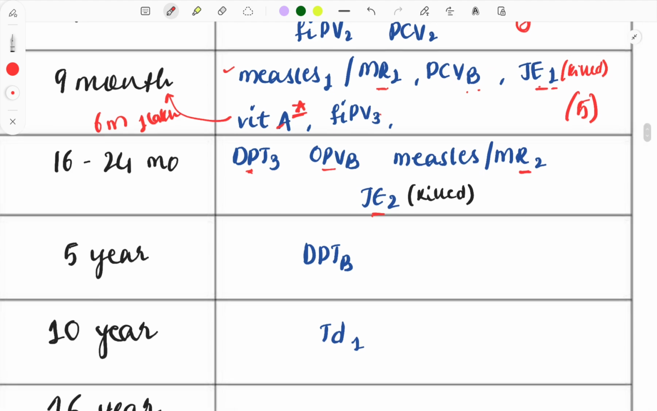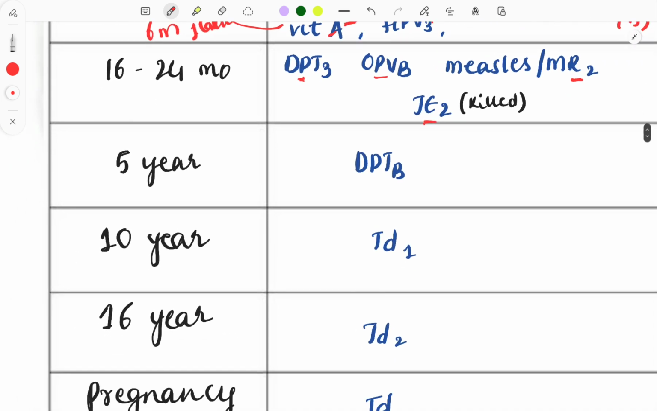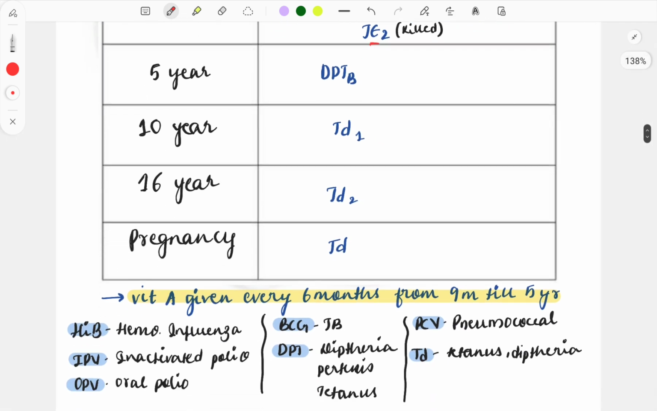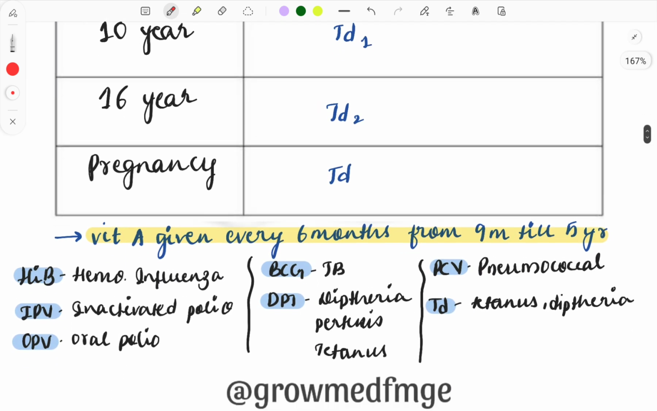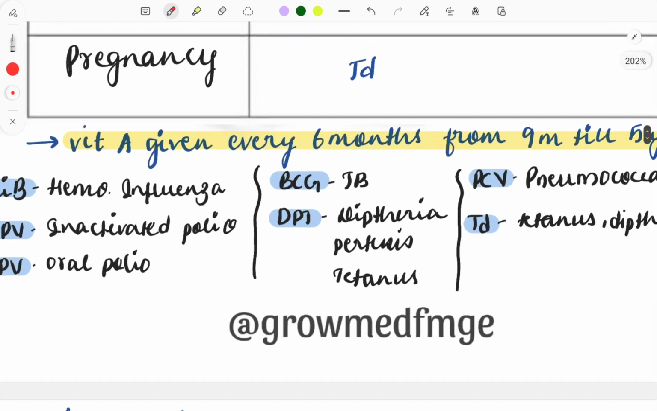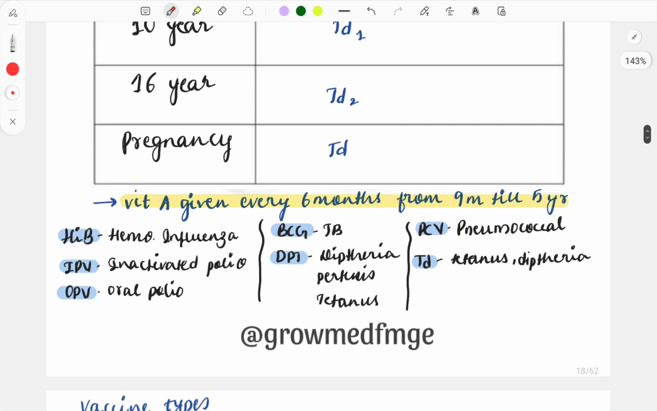6 to 24 months, again 4 vaccines we will be giving: DPT3, OPV, MR, and Japanese encephalitis. Okay, and at 5 years DPT booster, 10 years TD1, and 16 years TD2, and pregnancy TD. And this vitamin A is given every 6 months from 9 months till 5 years. So these are the full forms, in case anyone gets confused or does not know about the full forms.